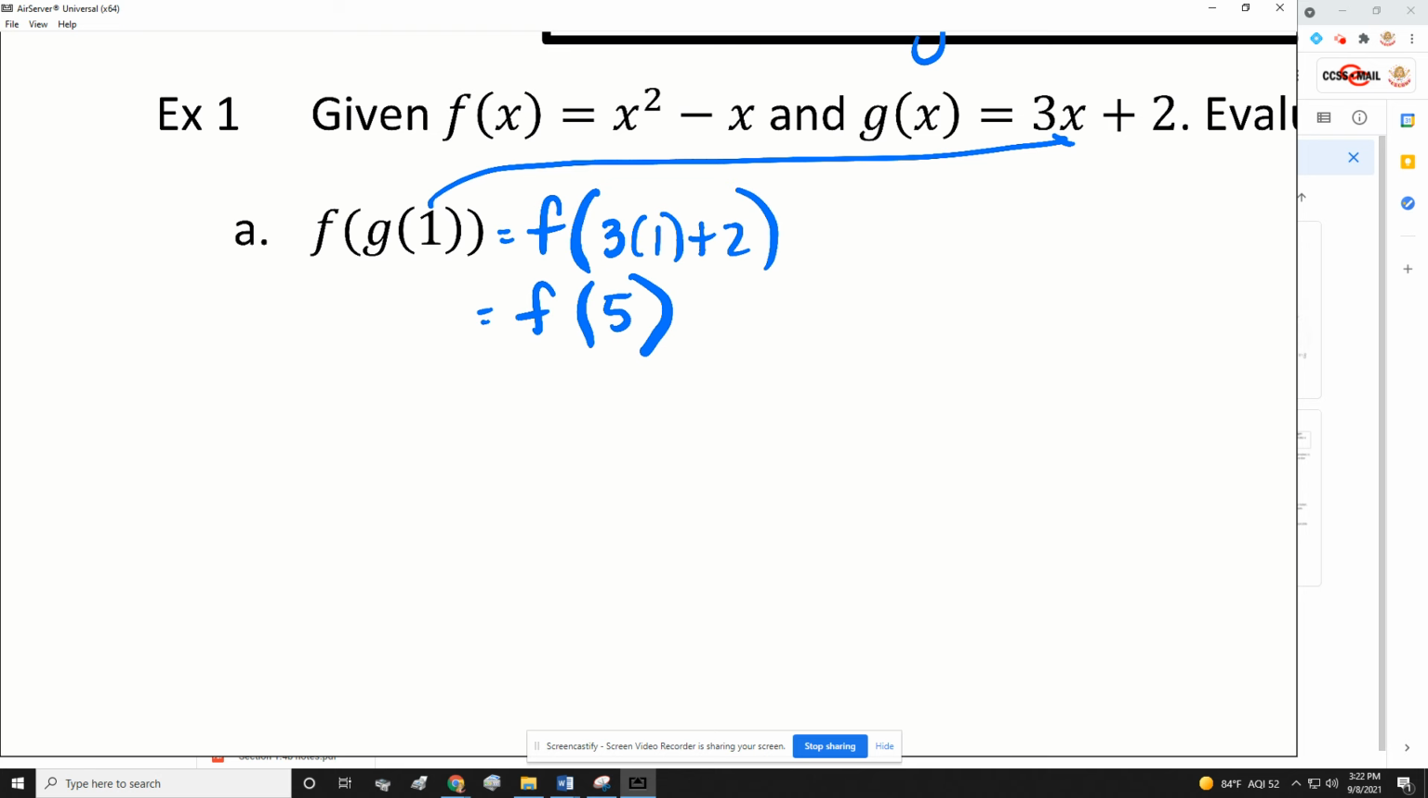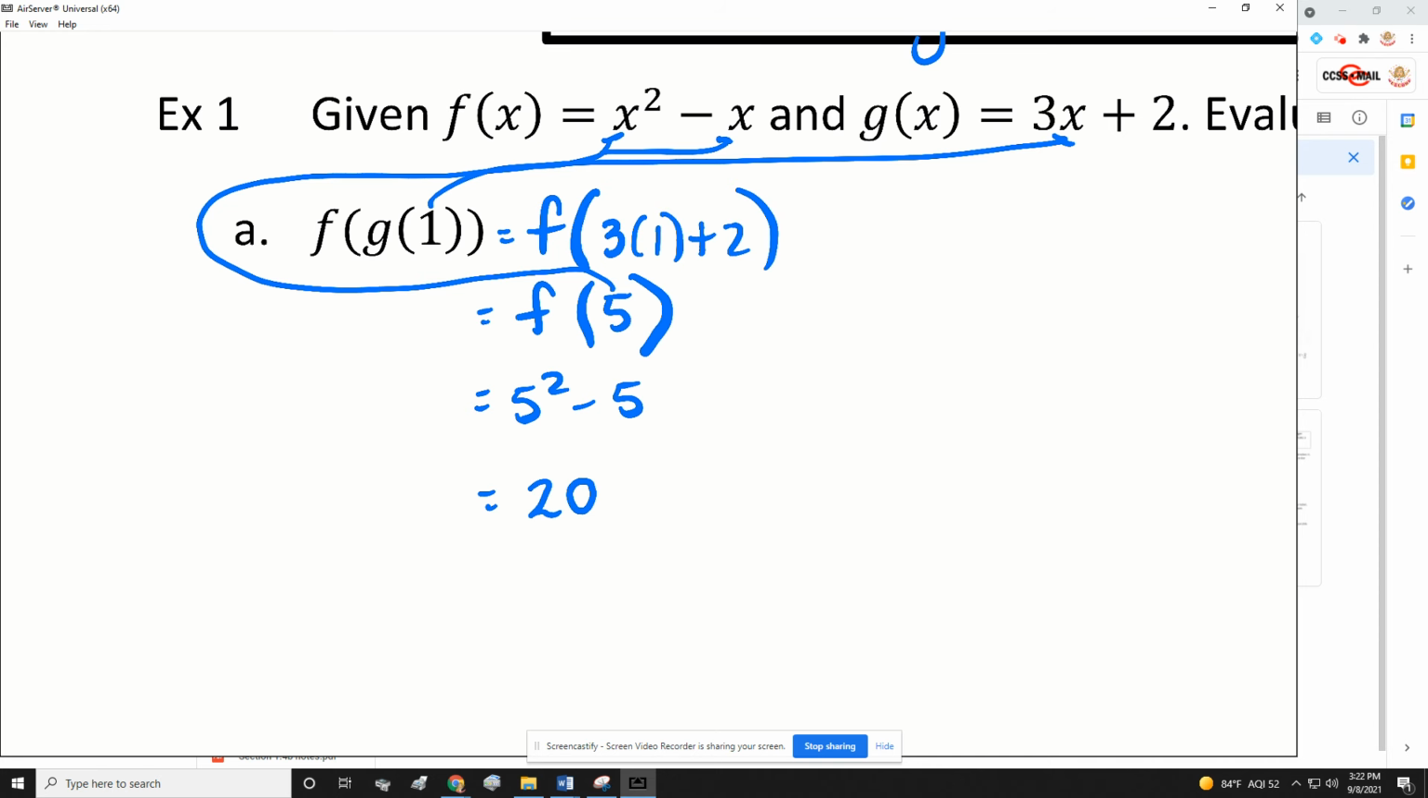And then just like always, if we want to find f of 5, we'll take 5 and put it in for the x's. So 25 minus 5, or 20. So that's doing a composition of functions, one function inside of another function.